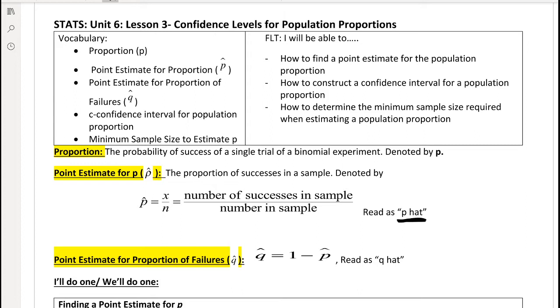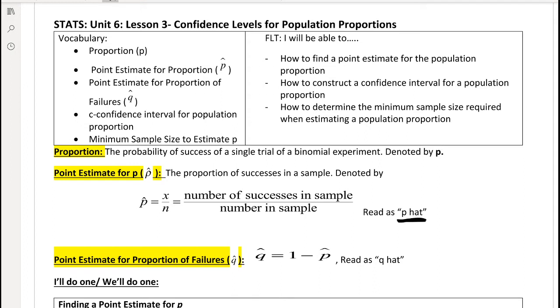But calculating the sample proportion is very simple. We take the number of successes in the sample, we'll call that x, and divide it by the number in the sample, call that n, the sample size. That p hat helps us estimate the proportion for the population, just like x bar helps us estimate mu for the population. This can also be done with the proportion of failures.